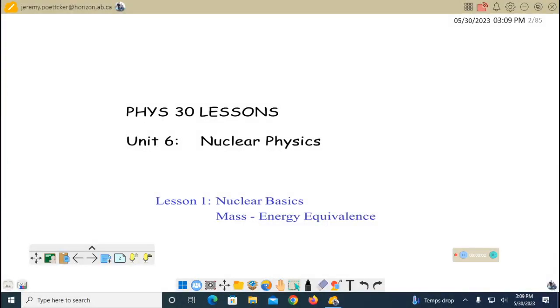We are going to take an introduction here to nuclear physics, and we want to look at the basics of nuclear physics and what we need to learn in Physics 30, as well as the idea of the mass-energy equivalence. And we're going to use both of these concepts as we go through.